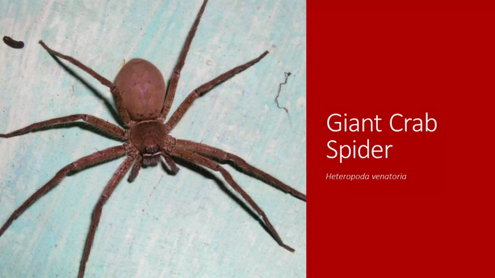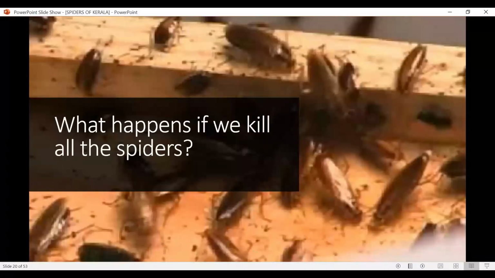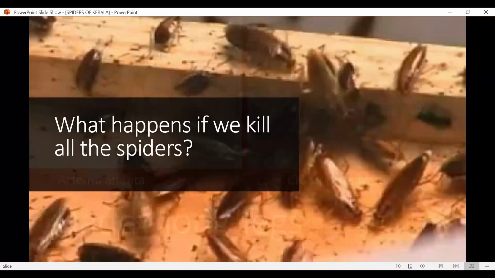In the next slide, you can see that if you are killing all the giant crab spiders in your house, this will be the effect. There will be a lot of cockroaches. So the Heteropoda venatoria that you find in your house is an important predator of cockroaches. If you kill the spider, cockroaches in your house will increase. In this way, the giant crab spider is a very efficient predator that keeps the cockroaches in your house down. Okay. Now I will show you another.